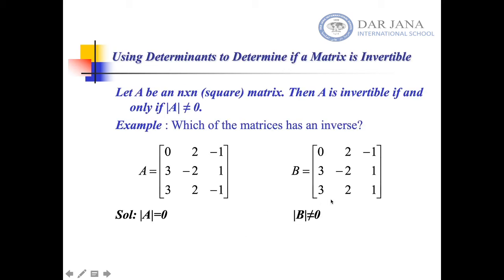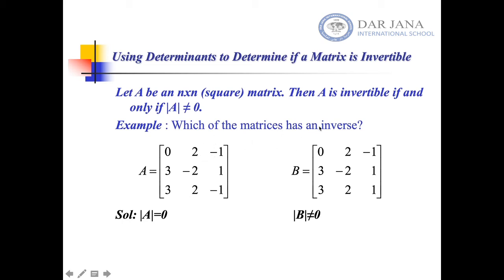Now, using determinants to determine if a matrix is invertible. What do I mean by invertible? Invertible means it has an inverse. Let A be an n by n square matrix. Then A is invertible if and only if the determinant is not equal to 0. Which of the matrices has an inverse?